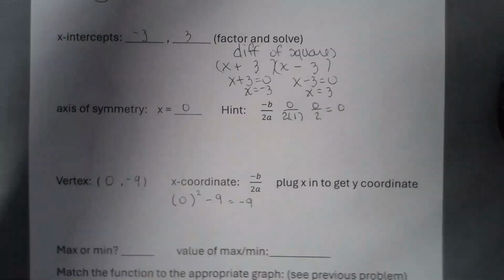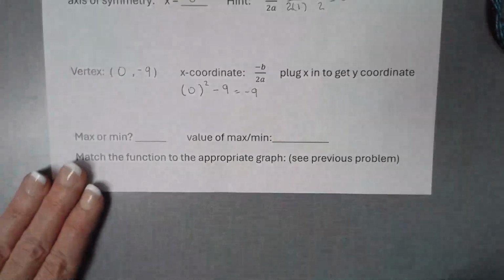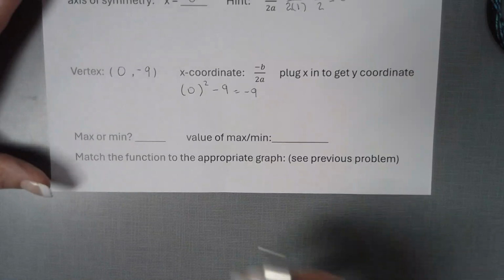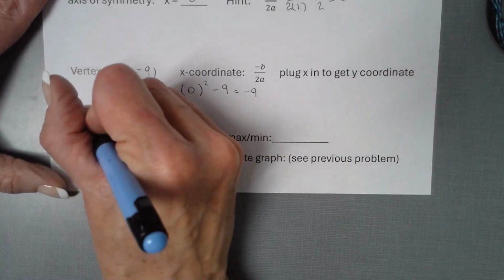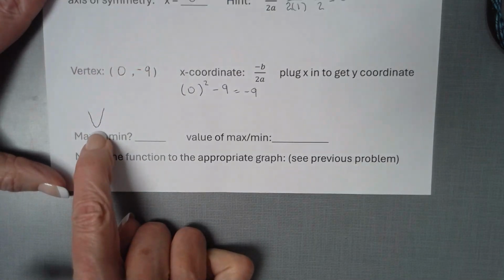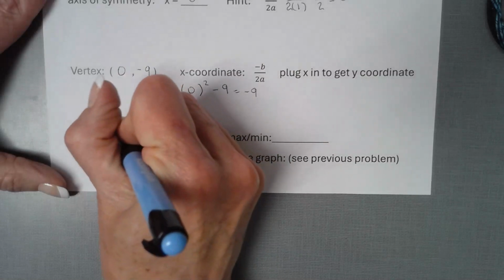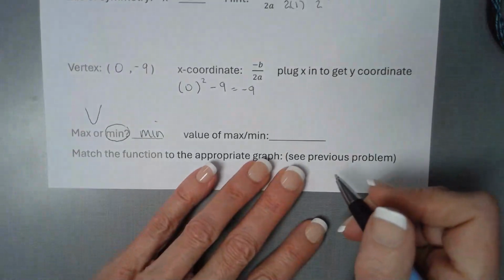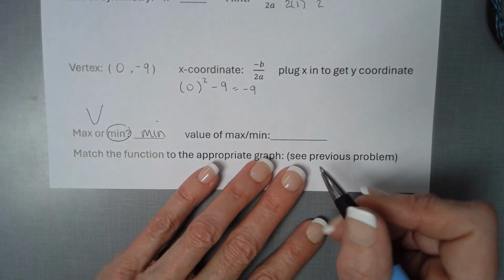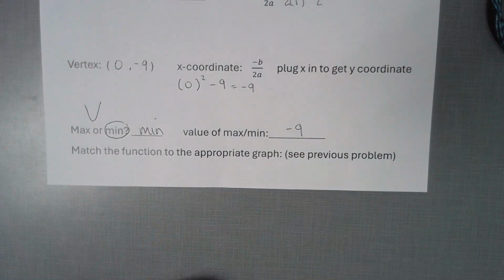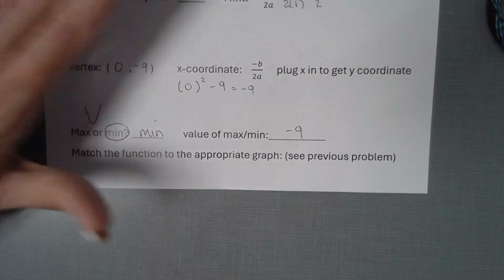Do we have a maximum or a minimum value for this curve? We have a minimum. The reason why is it opens up, and if it opens up, there's actually a bottom to this parabola. So we do have a minimum. And what is that minimum value? -9. It is the y-coordinate of the vertex. It is -9.